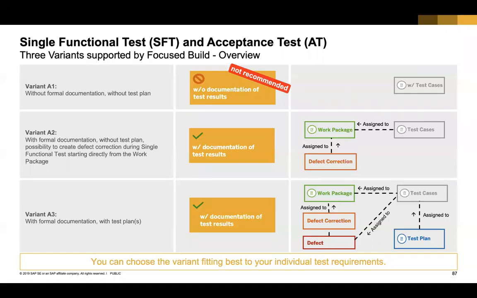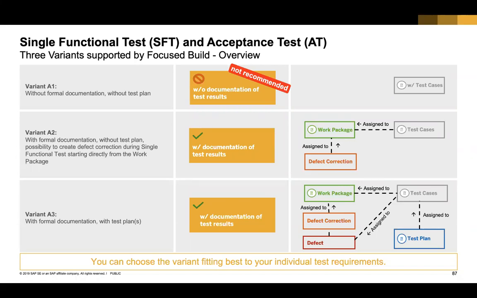But what we have as possibilities is that you could create formal documentation but no test plan, which means that you are testing it outside of the test suite, so there is no test plan or package, and there are no testers coming in and testing, etc. But it's done in an offline mode, right? What you call variant A2.